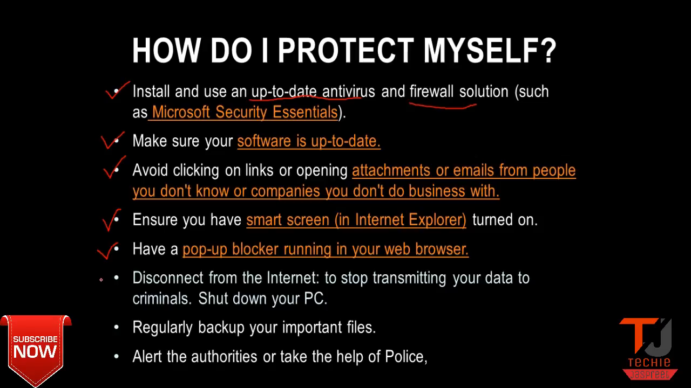And the sixth one is, if you have been attacked by ransomware, then simply disconnect the internet. This is the most important step. If you get a warning on your screen that you have got a ransomware attack, then simply disconnect the internet, because by disconnecting the internet it will stop transmitting your data to the criminals. And also please shut down your PC immediately if you got a ransomware attack.